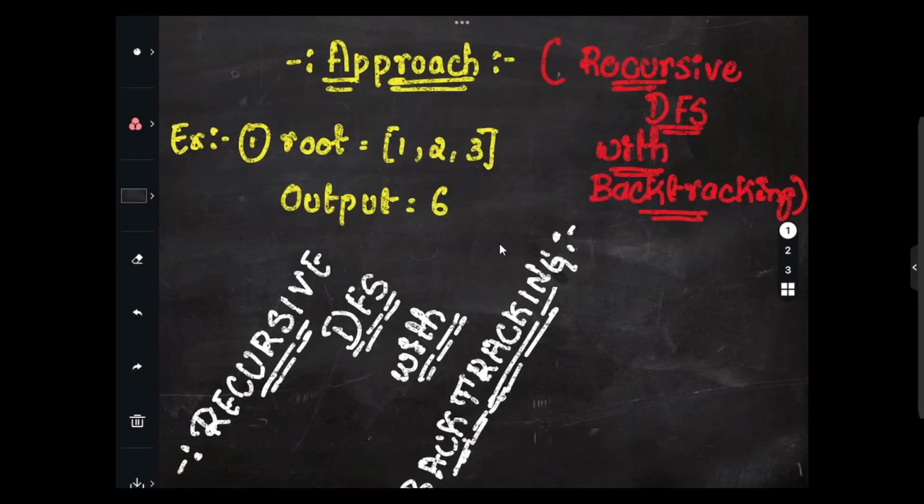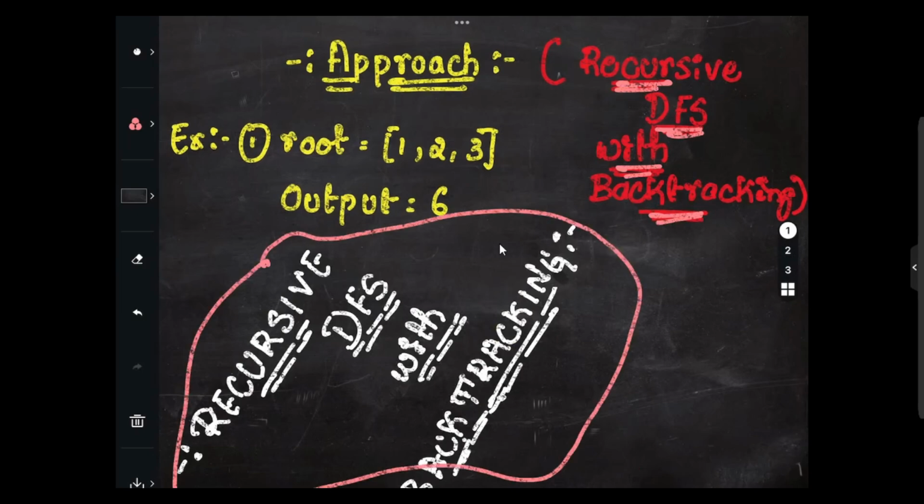So the first thing that we need to note down here is we are going with the recursive DFS with backtracking. This is the approach that we will be going with. I have considered the first example that they have given so that it will be easier. We have already considered this one, right?